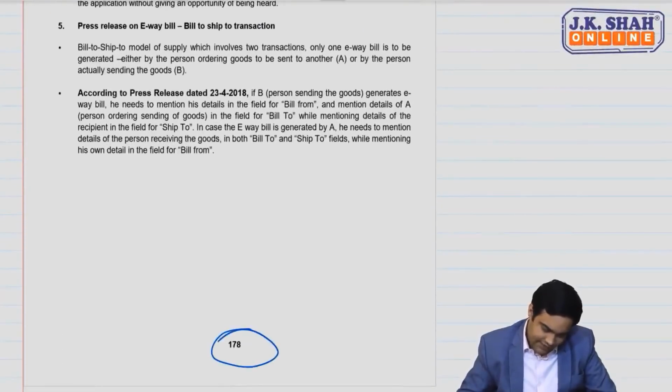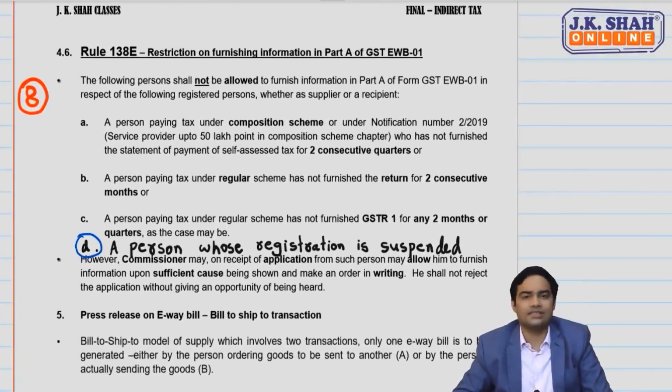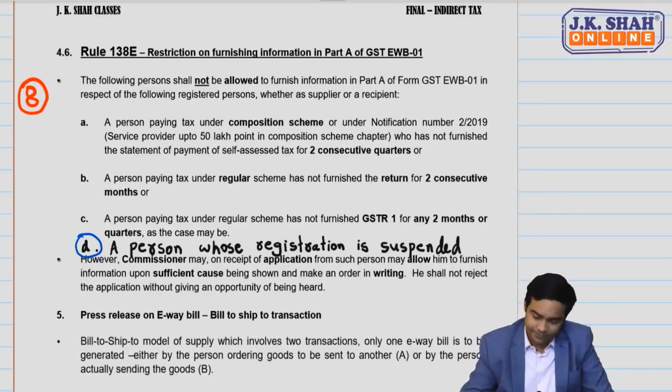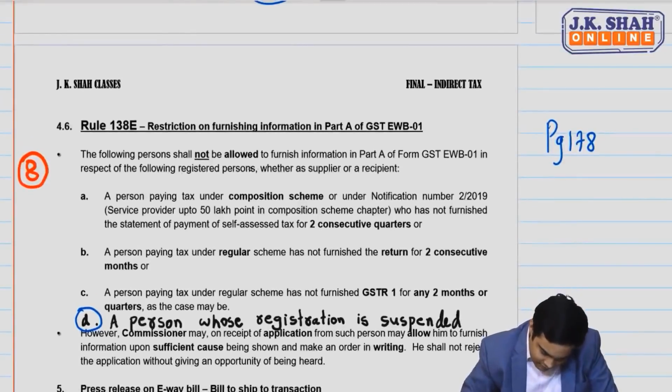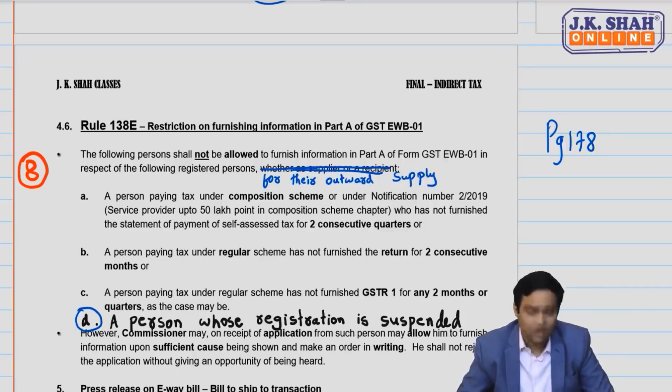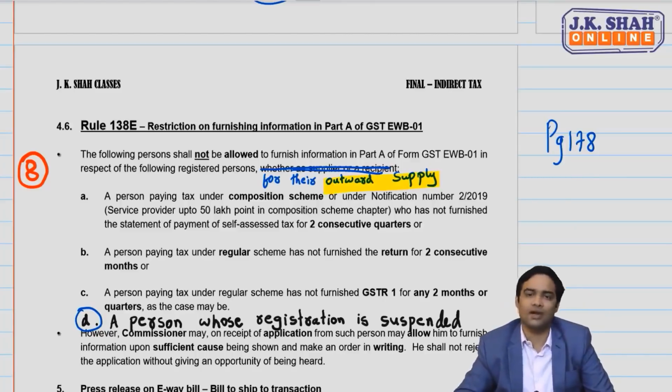Then come to 178, very small change. So last time government had added this line that a person whose registration is suspended will not be able to generate e-way bill. Correct? Now what government has done? Now government has changed this line. For the following registered person for outward supply. So you will not be able to generate e-way bill for your outward supply if you don't file return for last 2 quarters, last 2 months as the case may be. So if you have not filed GST returns, you will not be able to generate e-way bill for your outward supplies. Earlier they had said as a supplier or as a recipient. Now they have changed it to for their outward supply. That's the only change.